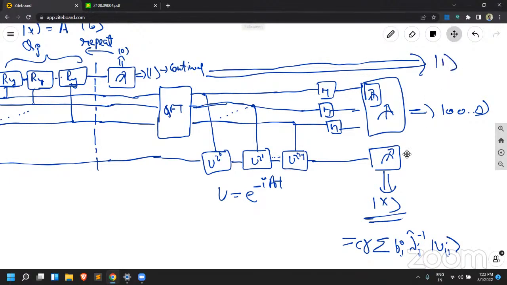So if anyone has implemented the algorithm, this is a correct way to check whether it has correctly been implemented or not. You must get a state one in the end over here, and these two registers, a clock register, must be in 00 state. And if you are sure that this is what you get on measurement, you can be sure that you will be getting x over here.